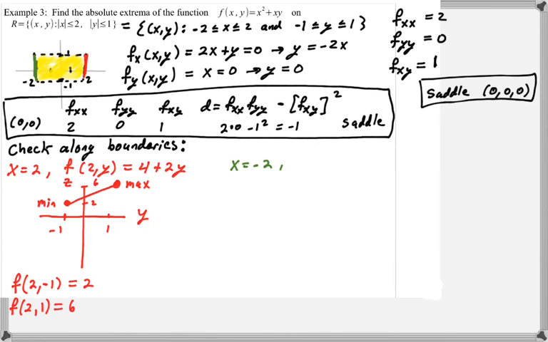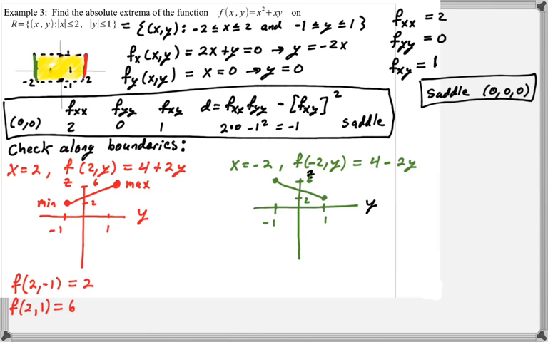Alright, next boundary we'll look at is x is equal to -2. So f of -2 comma y is going to be 4 minus 2y. So again, we'll go ahead and graph that. This is going to be y and z. We put 6 on, so we evaluate this at -1 and we get 6, and evaluate at 1, and we get 2. And so we got another line, so the maximum is going to happen at one of the endpoints. Likewise, the minimum will happen at one of the endpoints. So we got our max and our min.